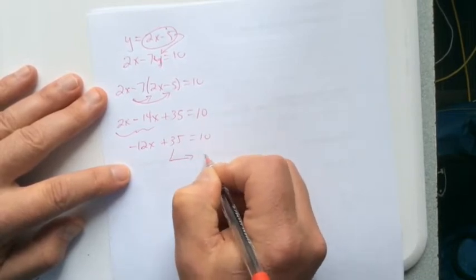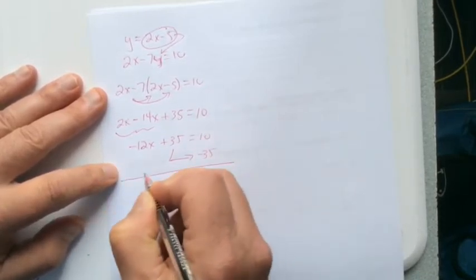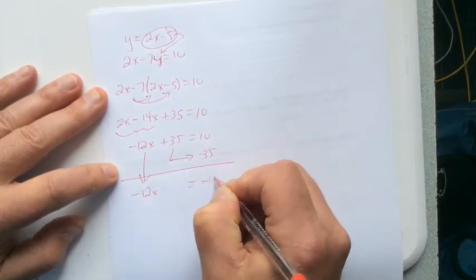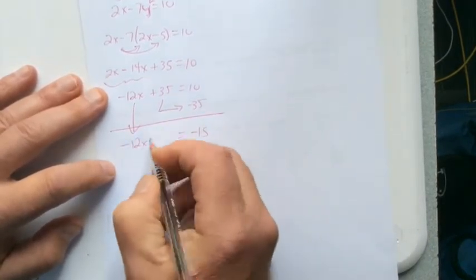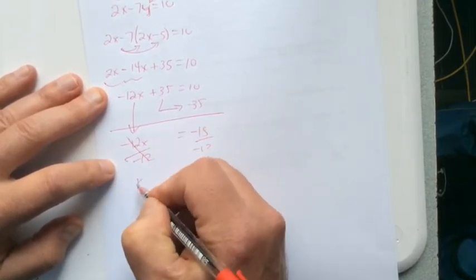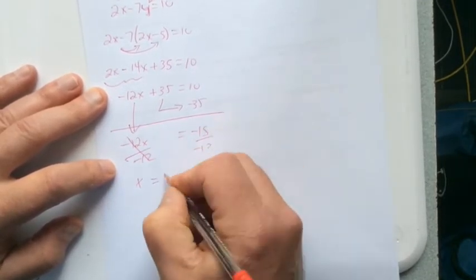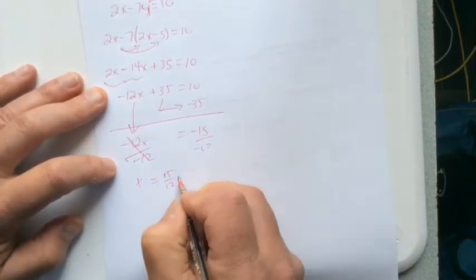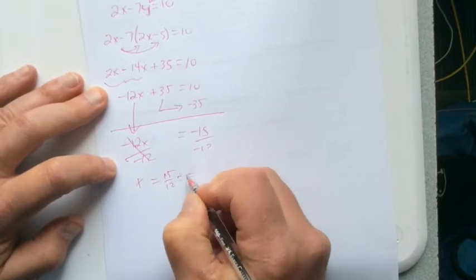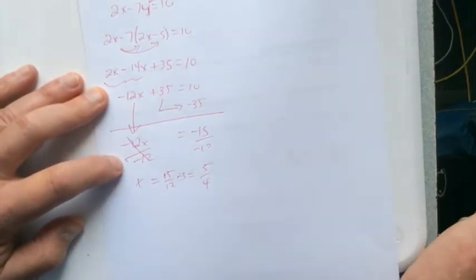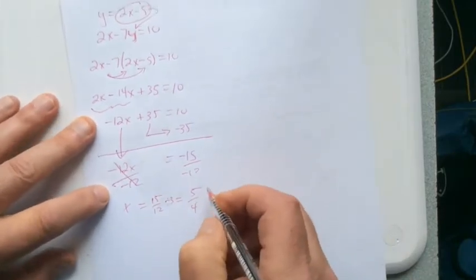I'm going to move the 35 to the other side. So now I have negative 12x equals negative 15. So dividing off the negative 12, now x equals 15 twelfths, which reduces by, what, 3? So 15 divided by 3 is 5, and 12 divided by 3 is 4, so it's 5 fourths. See, now you don't have something quite as nice.